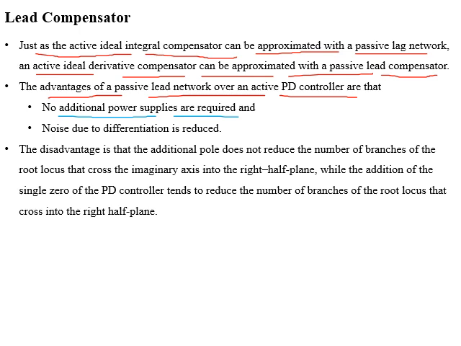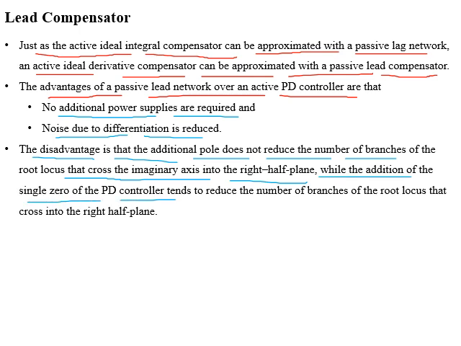to pure differentiation is reduced. The disadvantage is that the additional pole doesn't reduce the number of branches of the root locus that crosses the imaginary axis and enters the right half plane, whereas the addition of a single zero of the PD controller reduces the number of branches of the root locus that crosses the j omega axis and enters the right half plane.